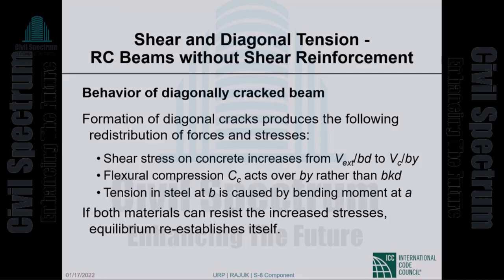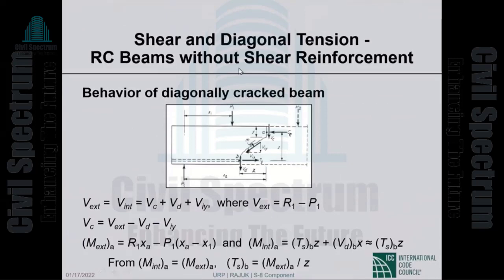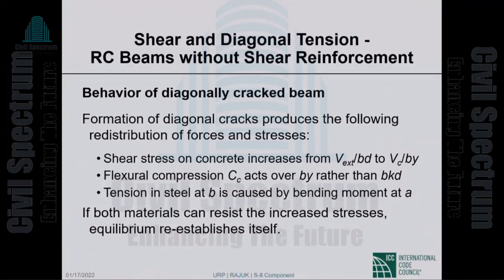But after the cracking, the shear is the shear in the concrete, and the area of the uncracked concrete is B times Y. I don't know if I pointed out the Y distance here. So shear stress on concrete increases from flexural compression C sub C, which acts over BY, the uncracked concrete section, rather than B times KD, which it would normally do before the diagonal crack opens up. And tension in steel at B is caused by bending moment at A.